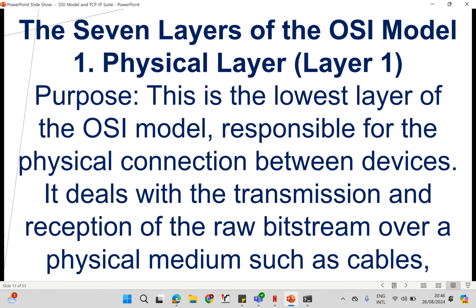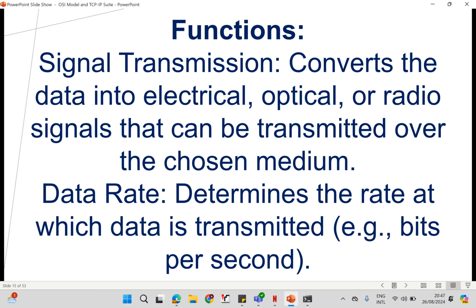Layer 1, we call it the physical layer. Very important, the physical layer. What is the purpose of the physical layer? This is the lowest layer of the OSI model. It's responsible for the physical connection between devices. It deals with the transmission and reception of a raw bit stream over a physical medium, such as cable. So this is what you need to know here: the physical layer deals with our cable.